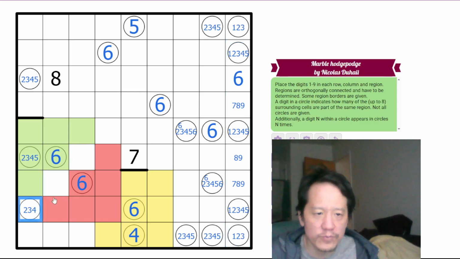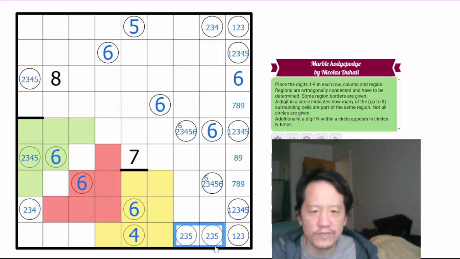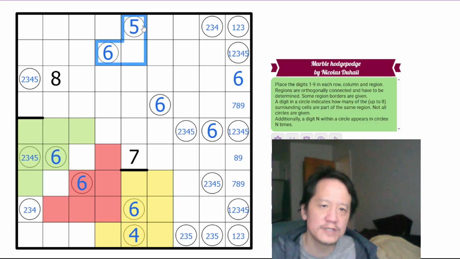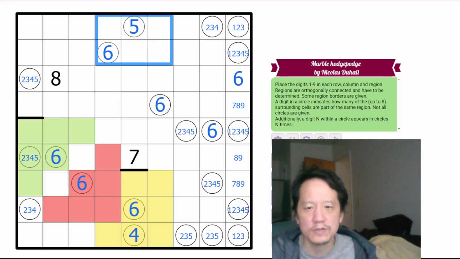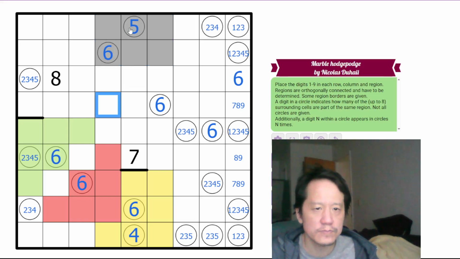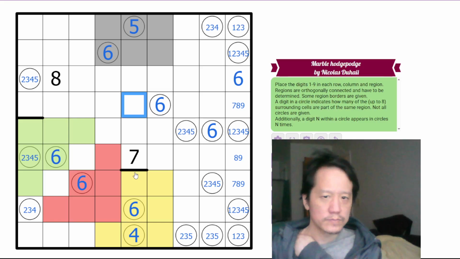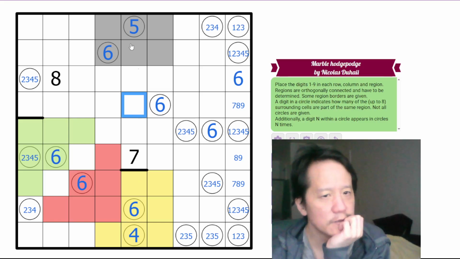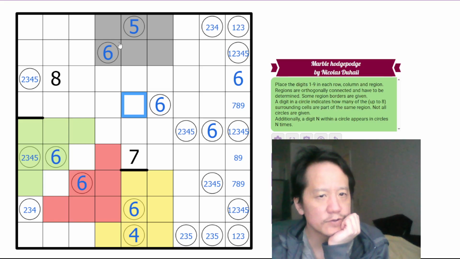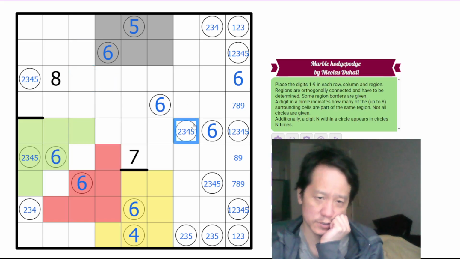This could not be 5 because it would be surrounding multiple things. This obviously couldn't be 5. None of these could be 4. This couldn't be 6. This couldn't be 6. We have 6 and 5. Okay, so this is all the same region, if that's the case. This is 1, 2, 3. This is 4, 5. We need another 3. So that works, I guess.